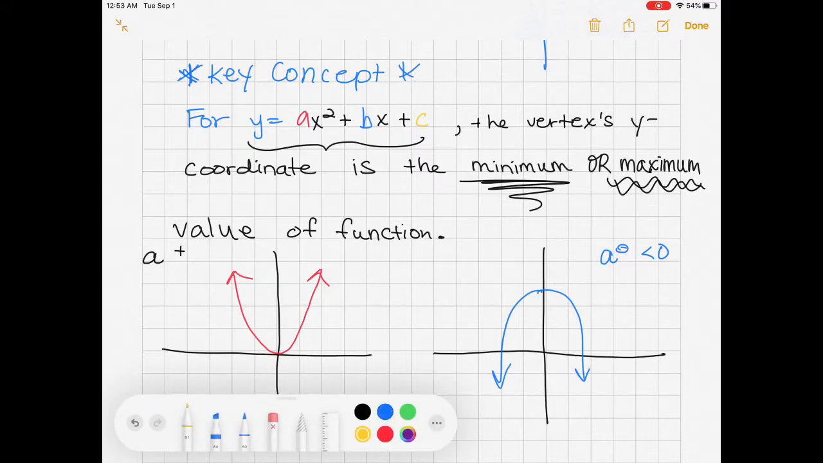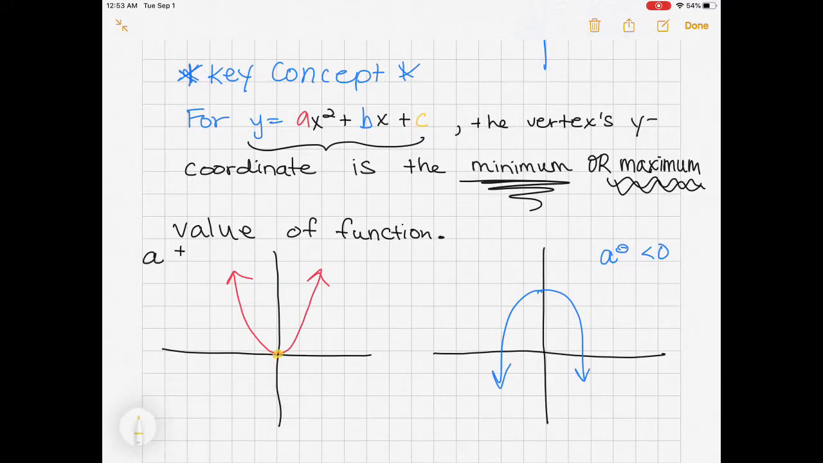Well, where's the vertex? We know the vertex is right in the center of that curve, and here's the vertex. Here's how we can tell if it's a maximum or minimum. When we're looking at this red parabola over here to the left, what is the vertex to you? Does that look like the lowest point or does it look like the highest point? Well, it's pretty obvious. We know this is the lowest point, so we call this the minimum value. So when A is positive, the vertex has a minimum value.